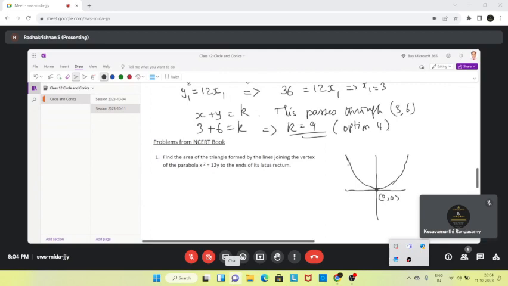And what is the value of a? x square equal to 4ay, so 4a is 12, so a is 3. This is the focus, and let's mark it as S. Now what is asked is, find the area of the triangle formed by the lines joining the vertex of the parabola to the ends of its latus rectum. What is latus rectum? A straight line perpendicular to the axis, drawn at the focus, meeting the parabola at 2 points. The distance between the 2 points is the latus rectum. Let us say A, B. This is your O.